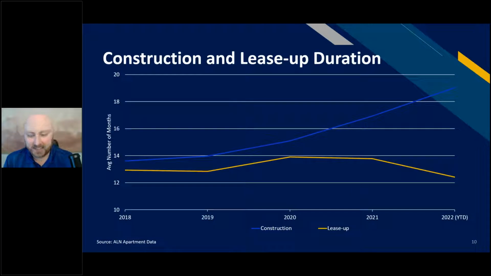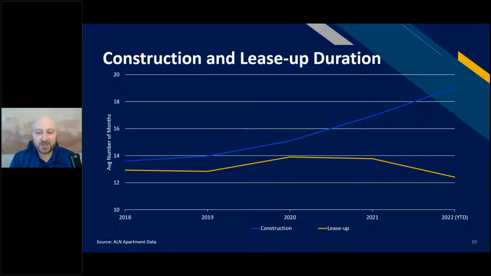And then lastly, because new supply is having such a large impact right now on what we're seeing in the space, we track kind of 2 things when it comes to new properties: the average construction time, which would be the number of months between a construction start and a lease start, and then the lease up duration, so a lease start to stabilization. And so construction times, you can see, have been trending up over the last handful of years, particularly in 2020 and 2021.